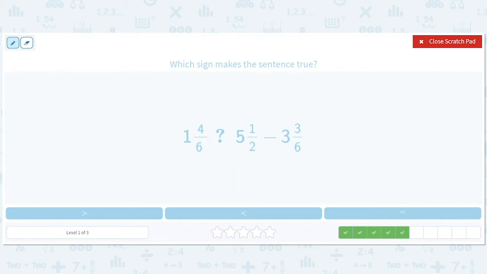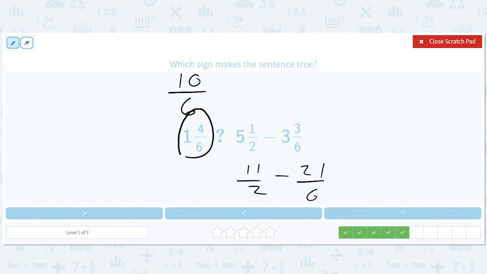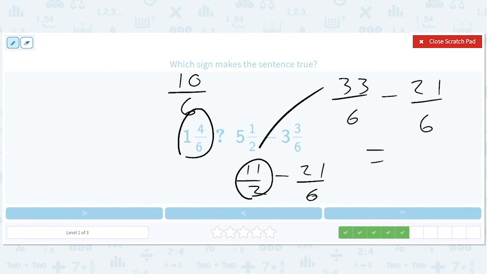Okay. How about this? So we've got 6 plus 4 is 10 sixths. Over here we've got 11 halves. And here we have minus 18 plus 3 is 21, so 21 sixths. So we only need to change this to something over 6. So we're going to change that to times 3 times 3, so 33 over 6 minus 21 over 6 gives us 12 over 6. And we could simplify it, but it's actually easier to just leave it over 6, right? Because that helps us compare the fractions. So 10 over 6 is less than 12 over 6. So less than.